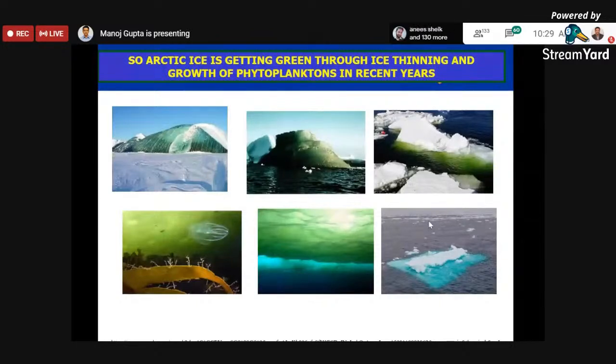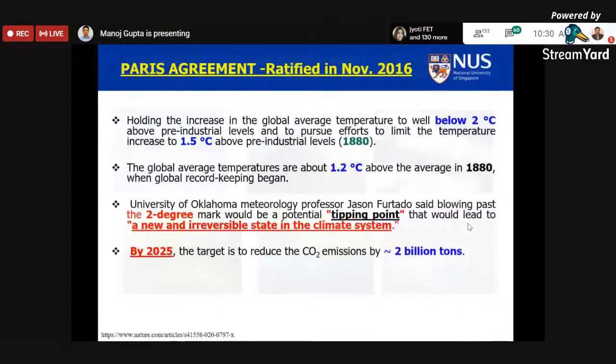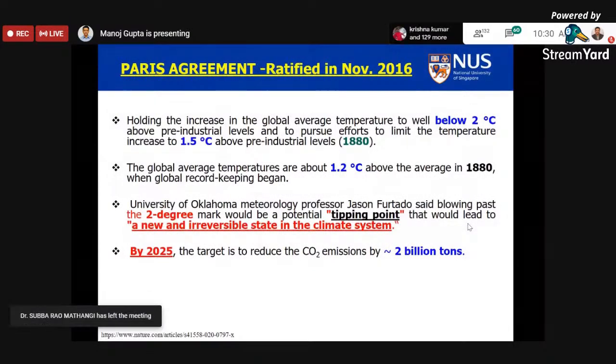Now, because of this melting of the ice in the Arctic area, the plates of ice are getting thinner, the sunlight can go inside, and there's a lot of growth of phytoplankton now. So basically the ice is turning green now. So what it means is that this is another evidence of global warming, and you can expect that the whole of the Arctic area will, instead of being white, turn green, and once it turns green, that also means that all the ice may melt away from the Arctic zone, and all this ice goes into increasing the sea level.